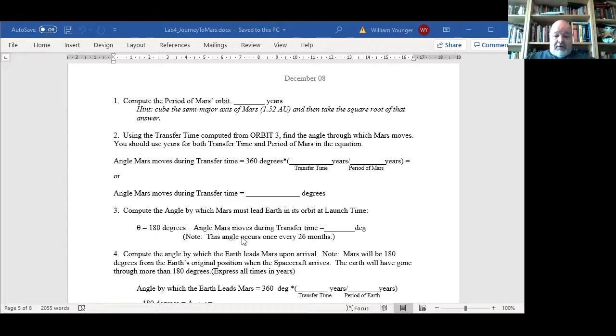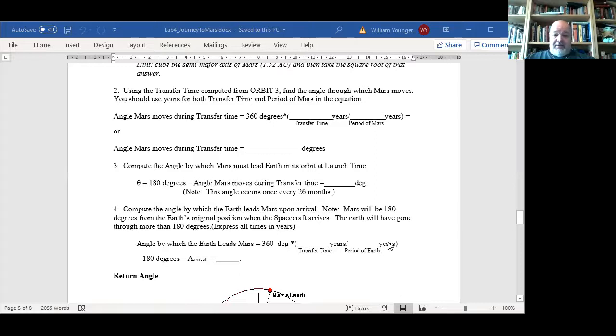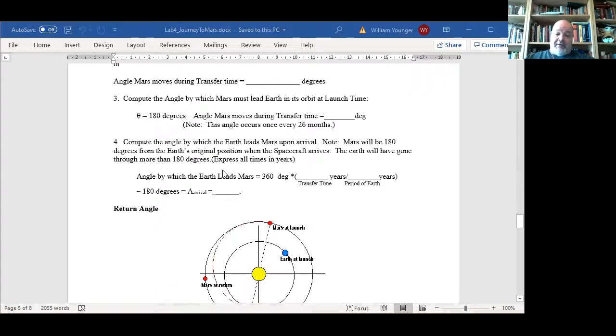Here again, it looks really confusing. Oh my gosh, what am I going to do? But they're literally saying take 180 degrees and subtract from it the angle Mars moves during transfer time. Well, that's just the number you calculated here. So you're just going to do 180 minus this number and put it in there. Again, we're going to do transfer time divided by the period of Earth, and then multiply that by 360. Then we subtract 180 from that answer, and that'll give us the angle at arrival.